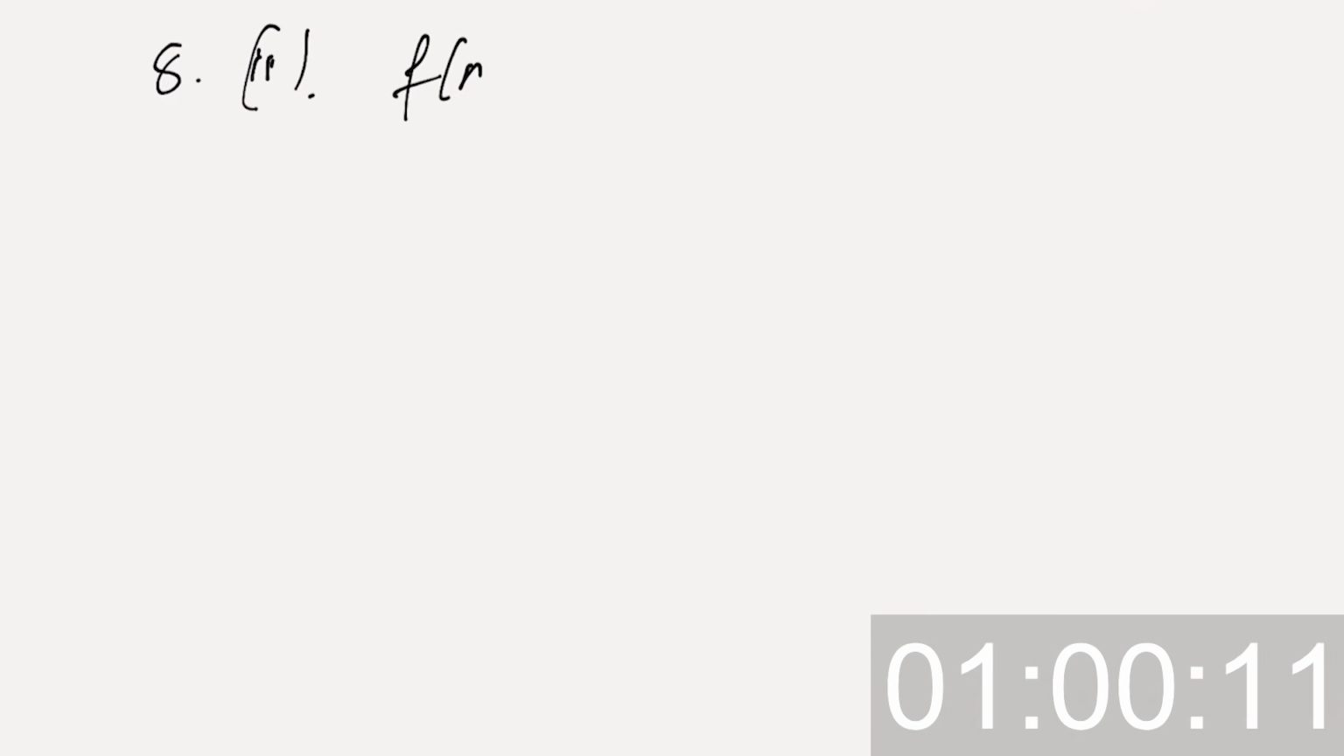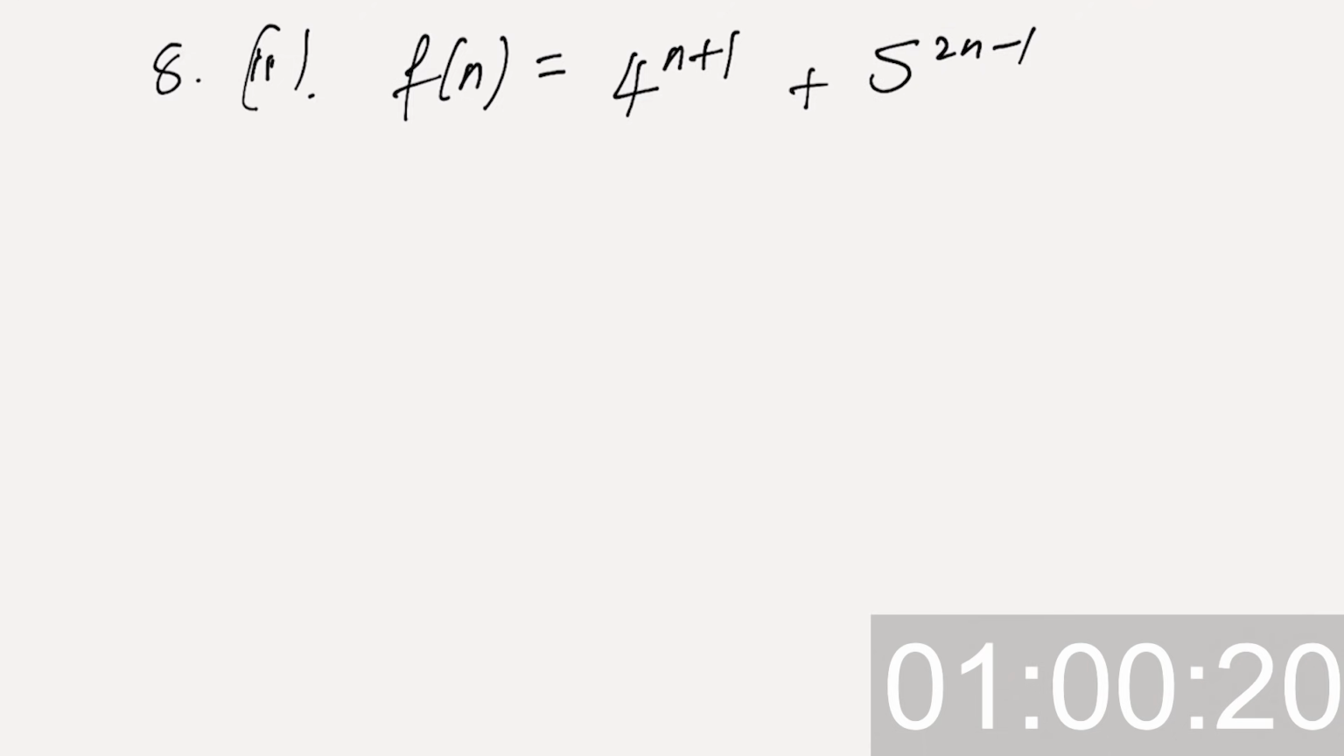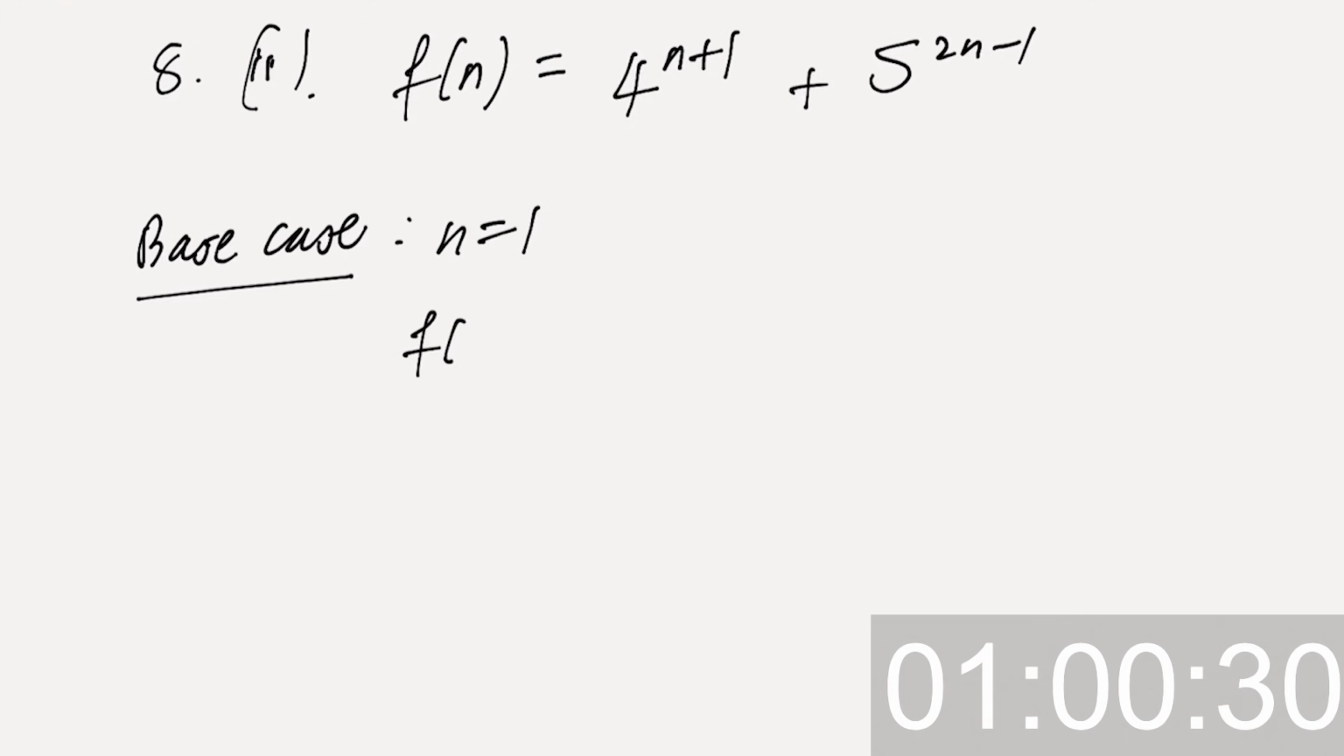We have some function f of n given by 4 to the n plus 1 plus 5 to the 2n minus 1. Right, so base case, n equals 1. So I can say that f of 1 is equal to 4 squared, 16, plus 5 to the power 1, which is 21, which is divisible by 21. Tick. Okay, base case.